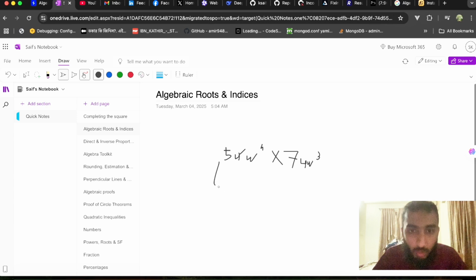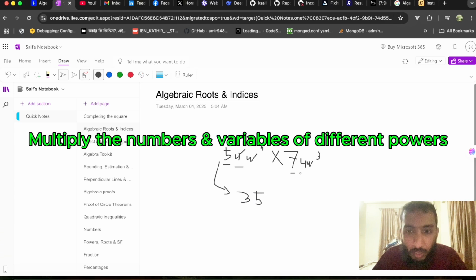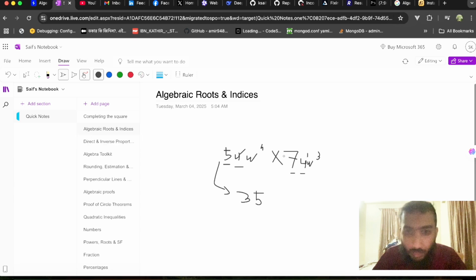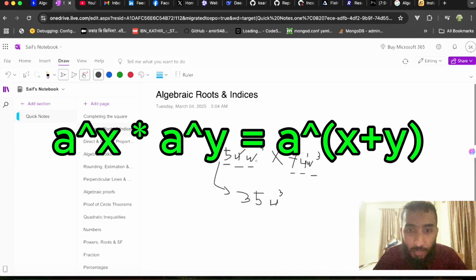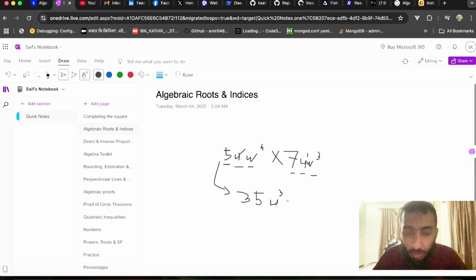To simplify the expression, we can multiply 5 with 7, which is 35, and we can multiply u square with u, which has power 1. So there is power 2 and power 1, so u to the power 2 plus 1, which is 3. And w has power 4 and w has power 3, so if I multiply w to the power 4 with w to the power 3, we get w to the power 4 plus 3, which is 7. So this is the simplified expression.